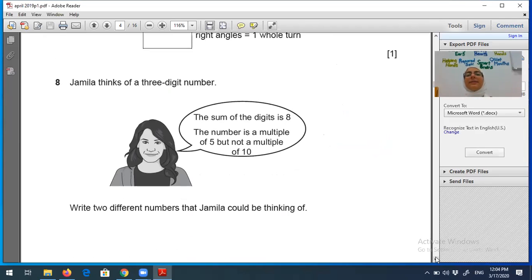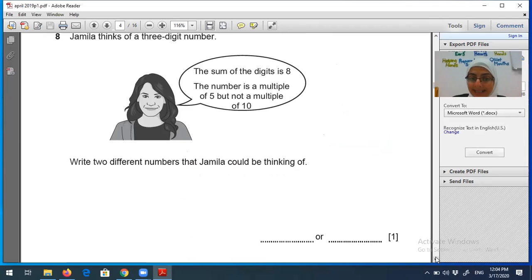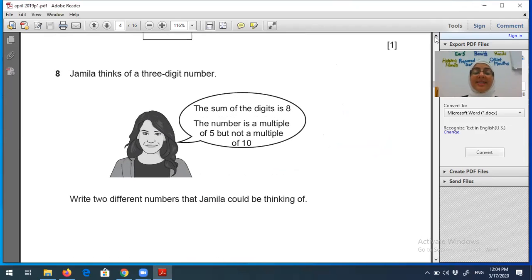Here he's telling you the sum of the digits is 8. The number is a multiple of 5, but not a multiple of 10. And we have to read the question carefully. He's telling you here that Jamila thinks of a 3-digit number. So it's not 1 digit, it's not 2. And when you add the digits, it gives you a total of 8.